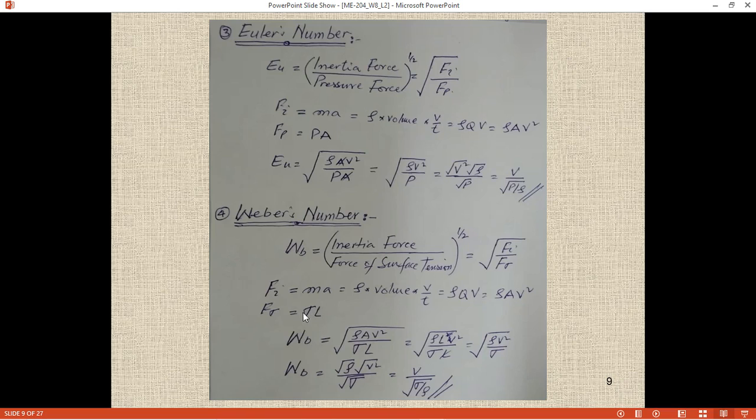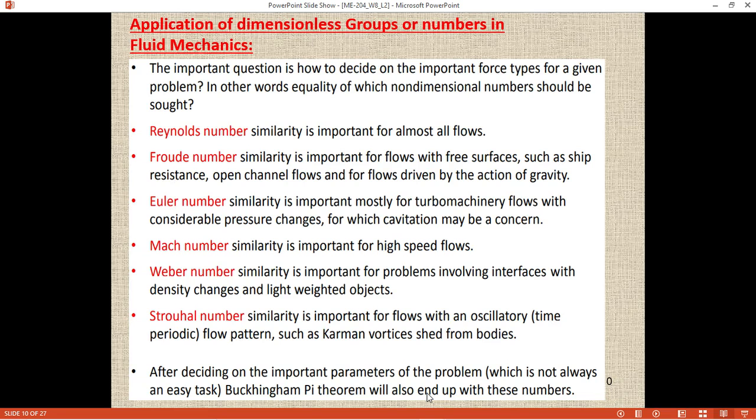The surface tension is equal to force per unit length. So when you put the values, what will happen? The length and length are going to be cancelled. V square is going to be inside. So finally, V over the square root of sigma over rho.